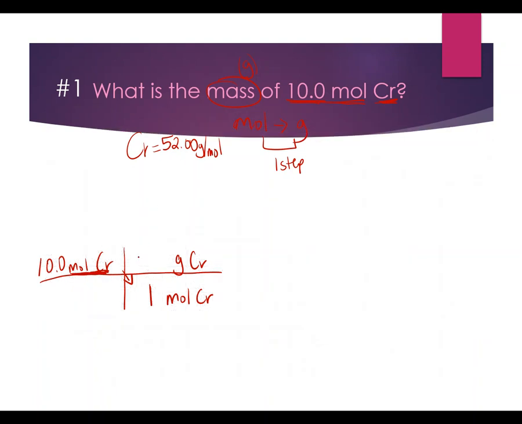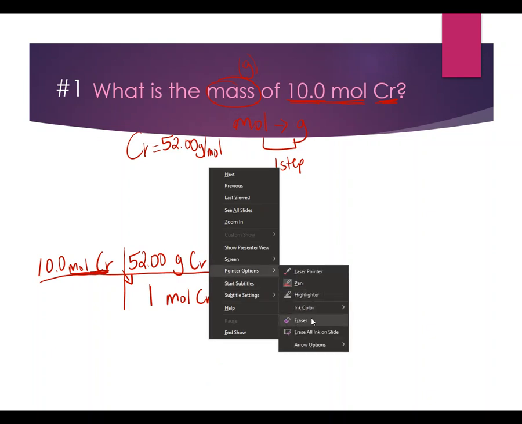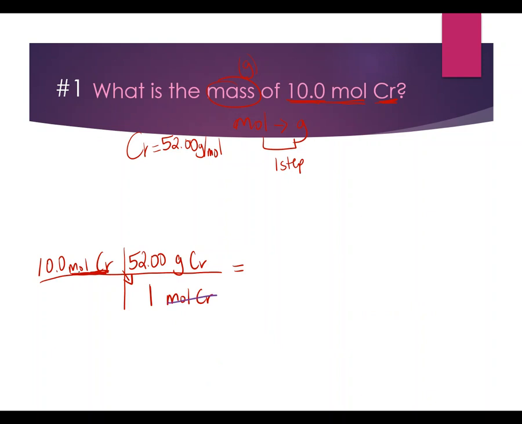Then I could take my molar mass and input it here, 52.00 grams per 1 mole of the chromium. And what you should see here then is that the moles of the chromium cancel, and we're left with the grams of chromium. Now you multiply 10 times 52. You don't even really need a calculator for that. That's going to be 520.